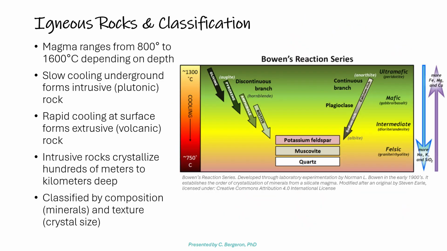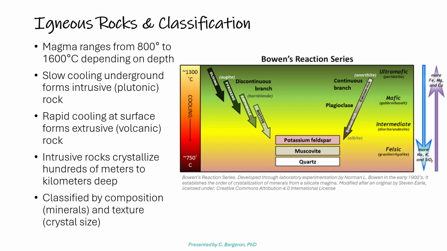For igneous rocks, you need magma, which is molten rock material. And the temperature of that magma can range between 800 degrees Celsius to 1600 degrees Celsius, depending on where you are within the mantle and where that magma forms. Magma can either cool slowly within the crust or quickly.